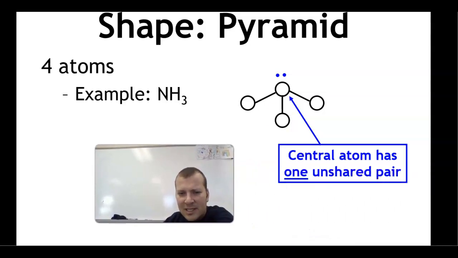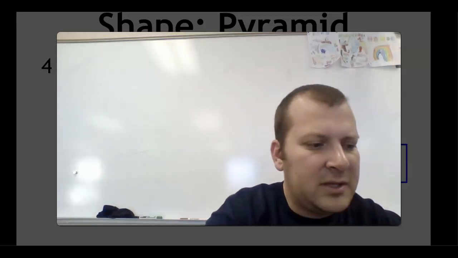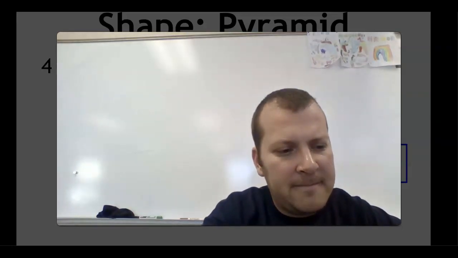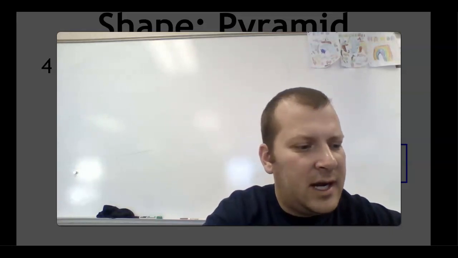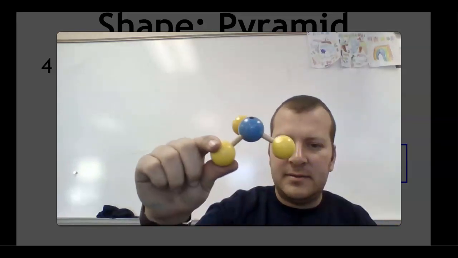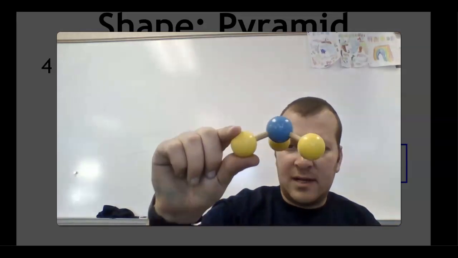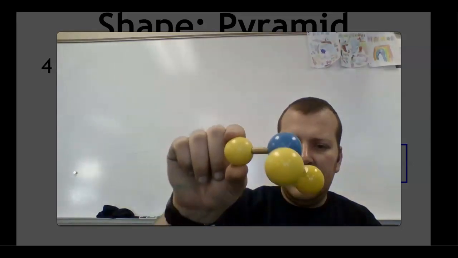So what we're going to be doing today is we are going to build these different molecules. A pyramid has, let's say, a lone pair of dots. So it might look something like this: it has 3 bonds and a lone pair. Kind of looks like a pyramid, right? So what we're going to be doing today is building molecules like that. Pretty cool.